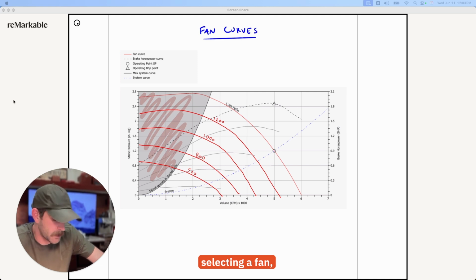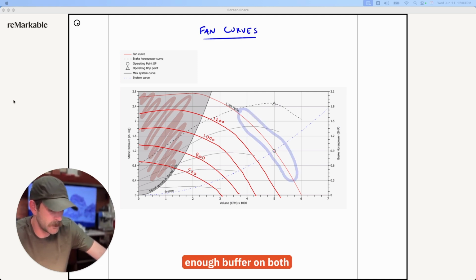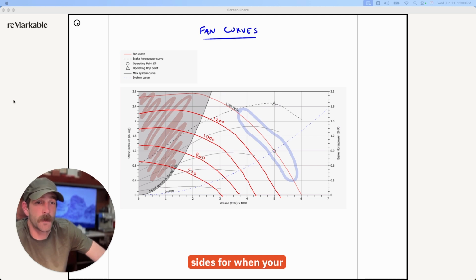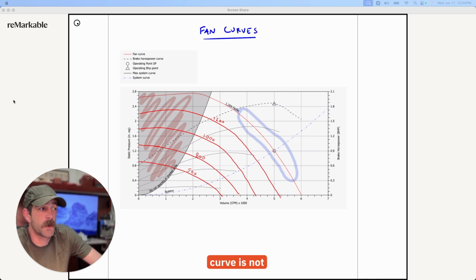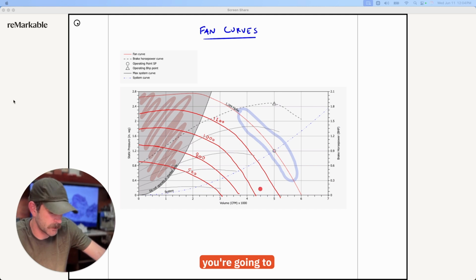When you're selecting a fan, you want it to be somewhere within this region of the curve. This gives you enough buffer on both sides for when your system changes. Remember, your system curve is not a static thing. It can change. If you're closing dampers, that's going to increase the static pressure. And as we saw at the beginning, if you increase the static pressure, you're going to decrease the CFM.